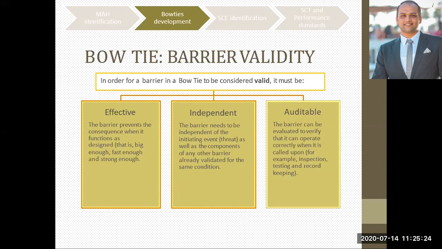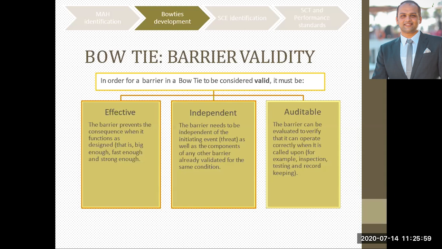The third thing is auditable. You cannot use a soft thing and put it as auditable. So for example, if you have the PSV, yes, it could be auditable. You can do inspection on it. You can do test record keeping for it. So it has to be auditable at the end to make sure that it can maintain its functionality throughout the years and make sure that we are safe whenever we need it. So again, it has to be effective: strong enough, big enough, fast enough. It has to be independent from any other barrier.